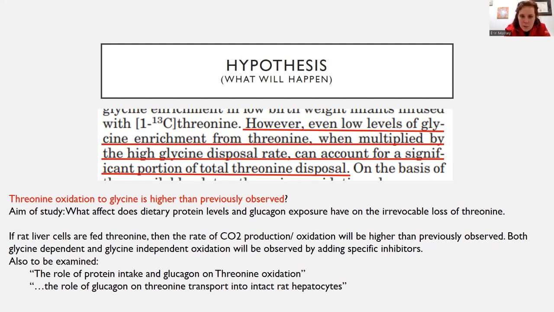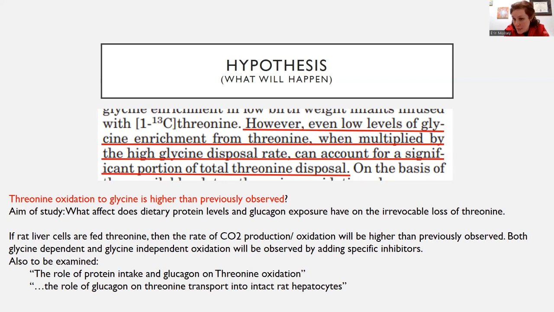So the aim of the study is: what effect do dietary protein levels and glucagon exposure have on the irrevocable loss of threonine? Where does it go? So essentially, if rat liver cells are fed threonine, then the rate of CO2 production, or oxidation, which is what they're measuring with the CO2, will be higher than previously observed in those studies, in theory.